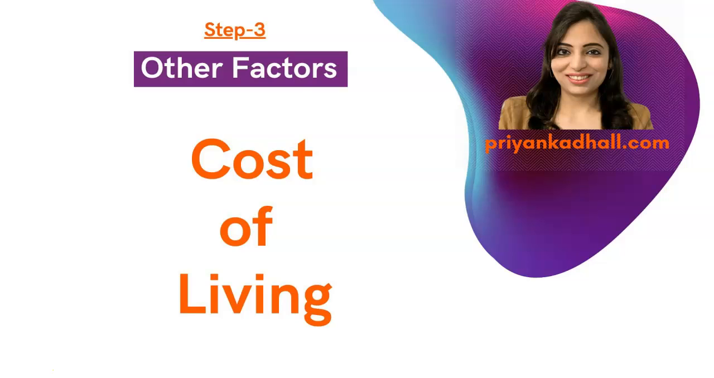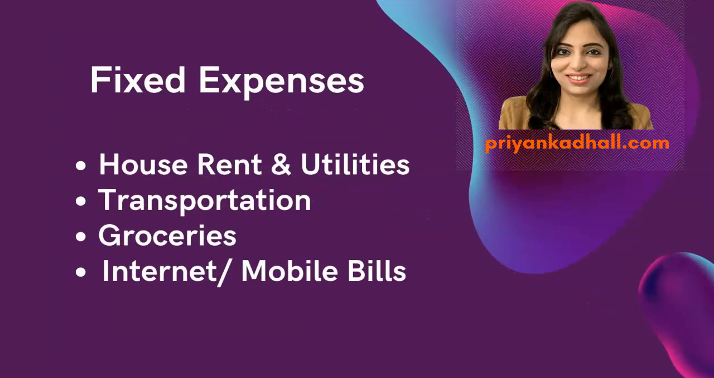The third and last thing to consider is other factors. Apart from finding the place with good job opportunities, you also might want to consider many other factors, like what is the cost of living in different areas. I live in Vancouver and we are a family of 3 and we live in a 1-bedroom apartment. So I'll give you an estimate of how much our fixed monthly expenses are. We almost spend around $2,800 per month. And these fixed monthly expenses include our house rent, utilities, transportation, groceries, and internet and mobile bills.